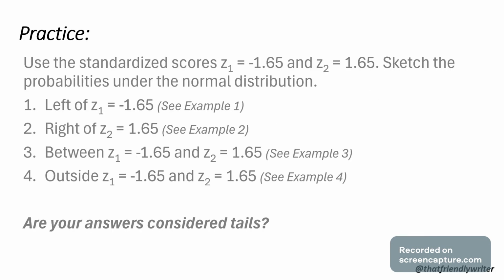Here is your practice task. Use the z-scores negative 1.65 and positive 1.65. Sketch the illustrations first, then give the areas. Left of z equals negative 1.65, right of z equals positive 1.65, between these two scores, and outside these two scores. Also, which among your answers are considered tails?